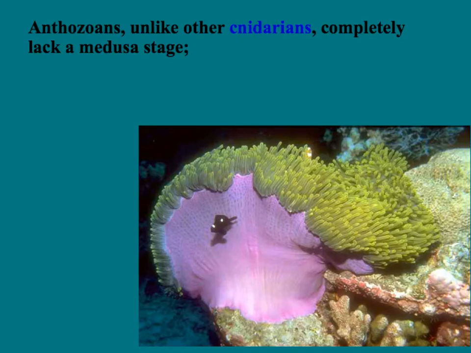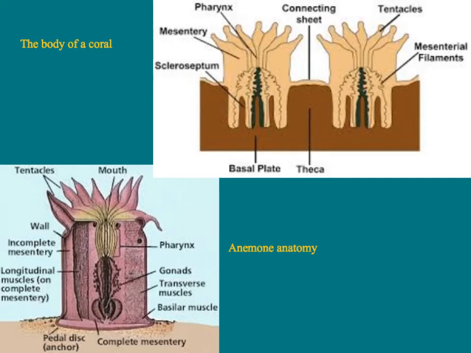In relationship to the alternation of generations life cycle, the anthozoans, unlike the other cnidarians, have simply a polyp stage. They completely lack the medusa. Both anemones and corals have the same kind of body type. We have the stalk-like polyp with the tentacles coming out of the top end, the oral end, the central mouth, the digestive cavity.